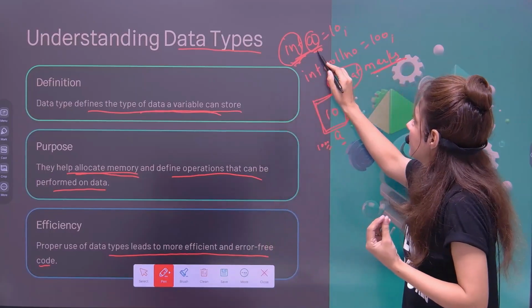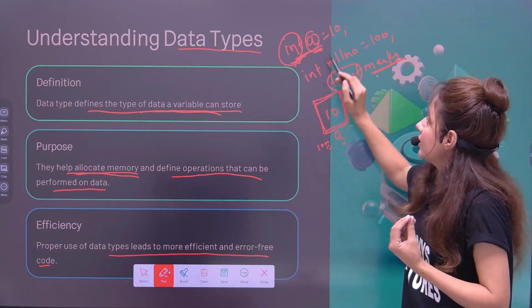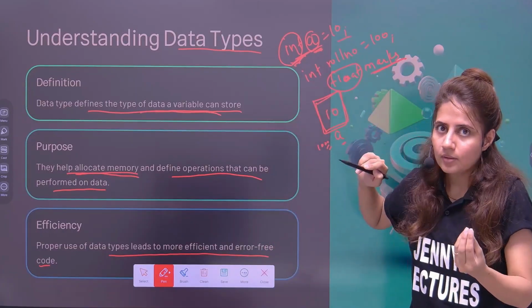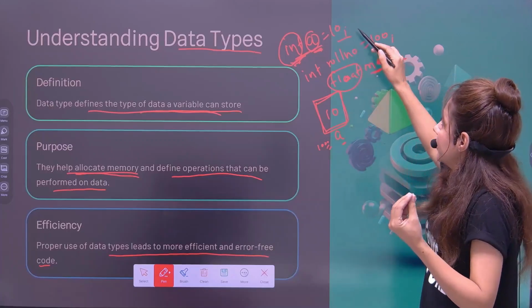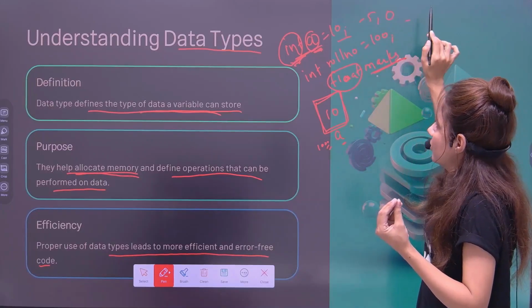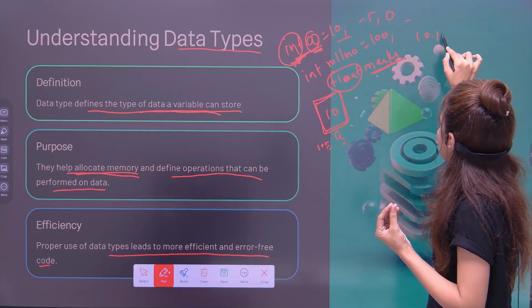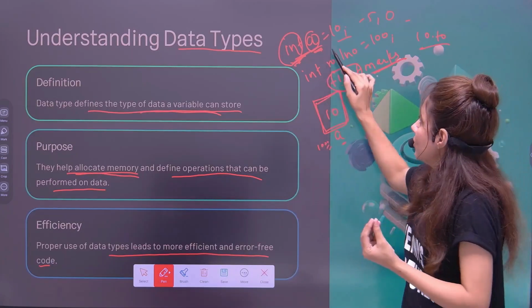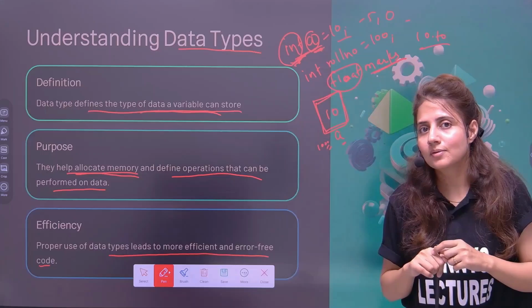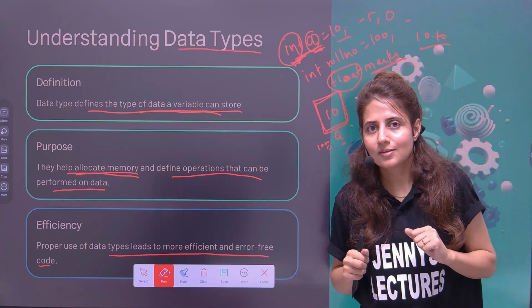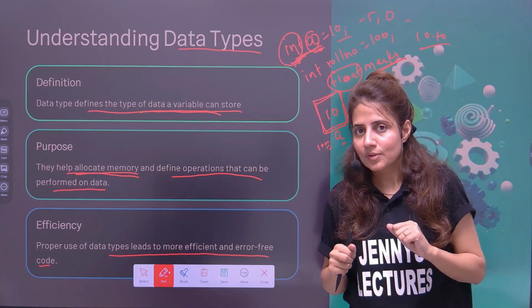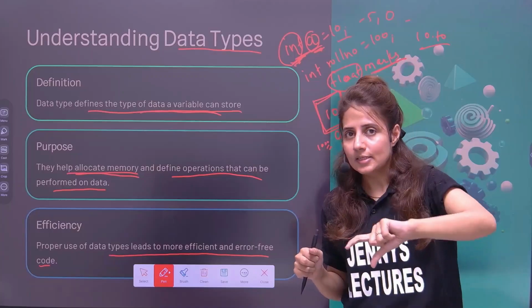Like suppose int a is an int, so we can store an integer value here, a whole number, like 10 or -5, 0, this kind of thing. But if you store a float value 10.10 here, what will happen? If you store a string value here, what will happen? It will definitely give an error, right? So this is what a data type is.